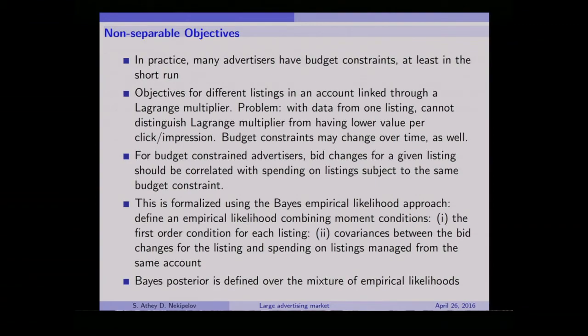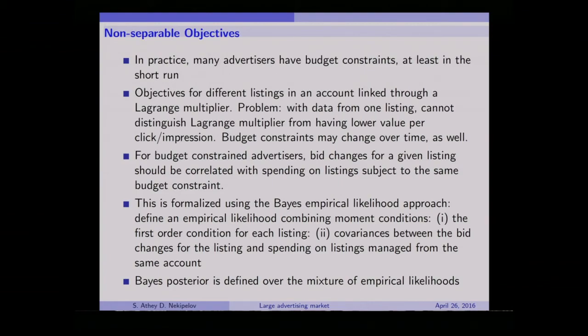So what we basically do here is we use a Bayesian empirical likelihood approach, where we have these moment conditions. One of the moment conditions is the covariance between the bid change for the listing and the spending on other listings in the same account. If they didn't have a budget constraint, the spending on other listings in the same account shouldn't be correlated with the bid on this listing. They should be independent. But if they do have a budget constraint, that would create the link. And it's that link that's going to allow us to back out how much this budget constraint is binding.